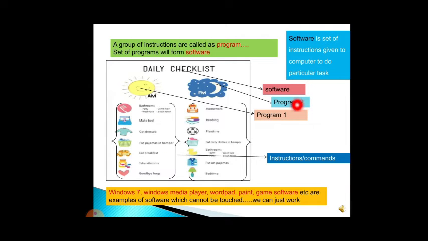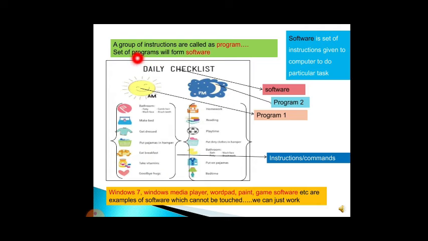So the group of instructions is called as program. The set of the programs will form a software, a group of instructions. So there are many instructions. They are nothing but the program. Then set of programs will form a software. So what is the program? The spelling is program. What is the spelling of software?